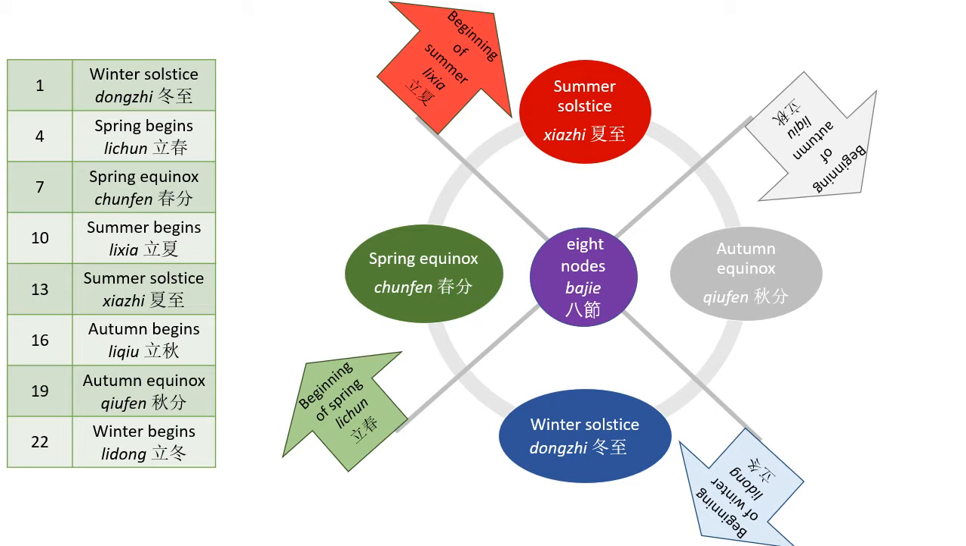And here you can see I've just listed on the left only the 8 nodes. So we've got winter solstice, and then spring begins, and then spring equinox, and then summer begins, summer solstice, autumn begins, autumn equinox, and winter begins. And here again you can see that you have odd numbered jieqi for equinoxes and solstices, and even numbered jieqi for the beginning of each season.